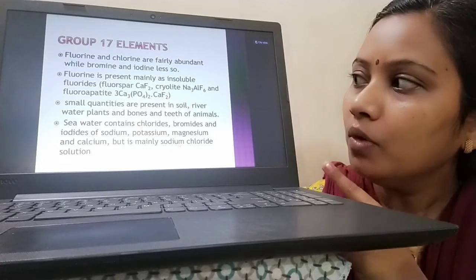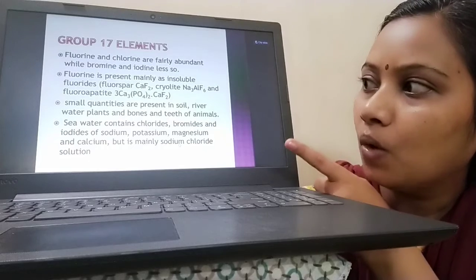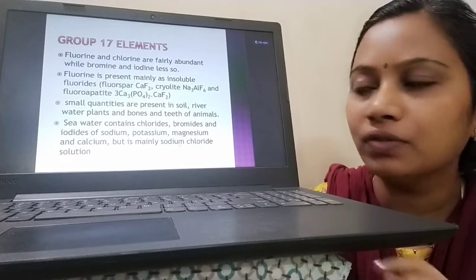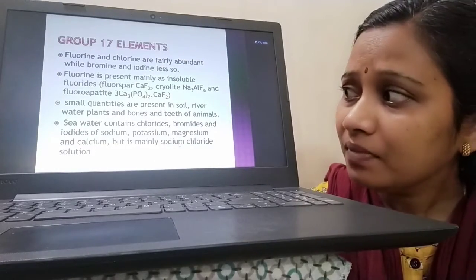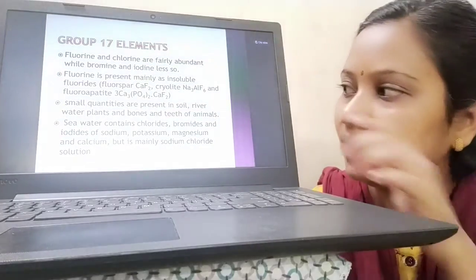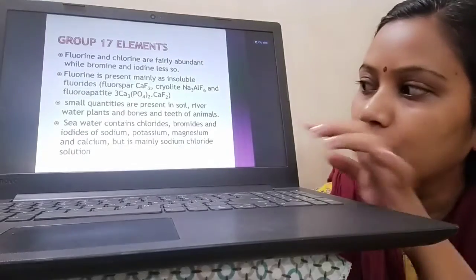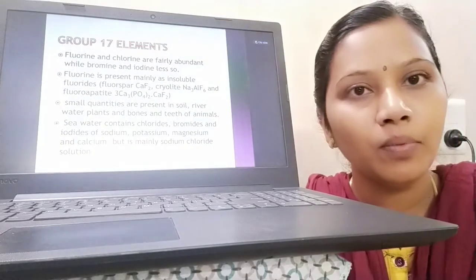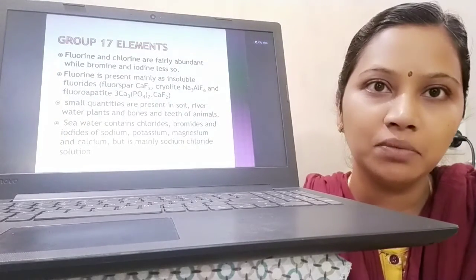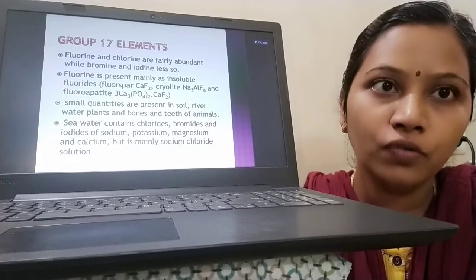Now how about other existence, like in soil, river water, plants, bones and teeth of animals? Fluorine is also present in small quantities. Seawater not only contains chlorides, it also contains bromides and iodides of sodium, potassium, magnesium, calcium. But which is the main component present in seawater? It is nothing but sodium chloride. So this is about the occurrence of halogens.